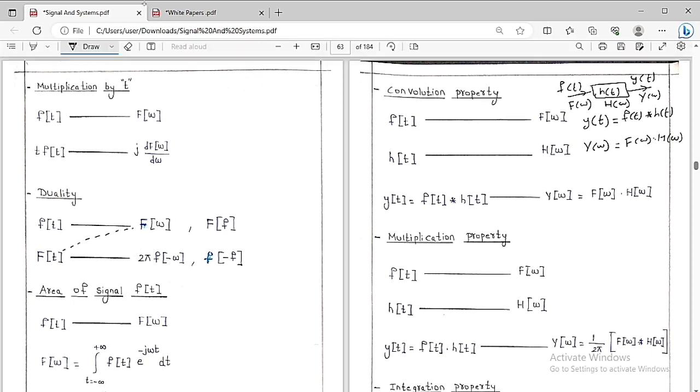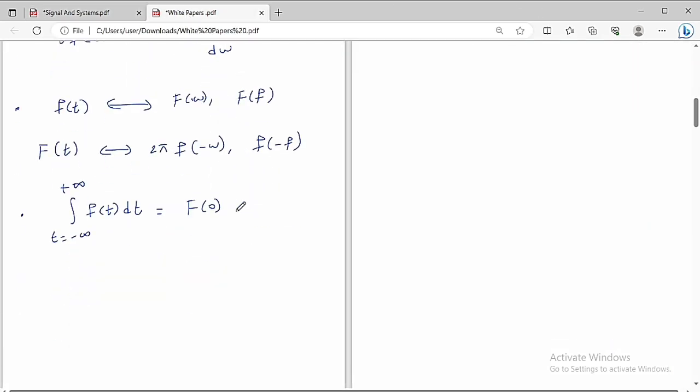So let me write it here so that you can easily understand. What is the formula? If y of t is equal to f of t convolution h of t, then Y of omega is nothing but F of omega into H of omega. This is what I am trying to tell you, and you always have to keep this point in mind.